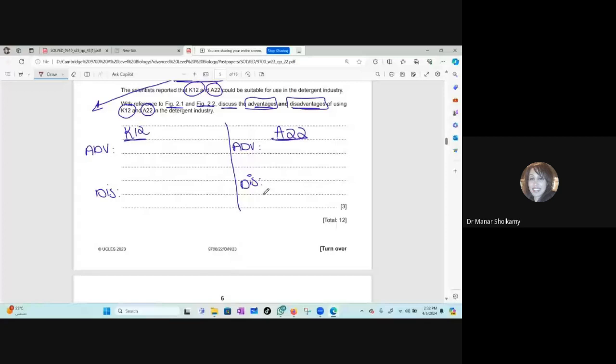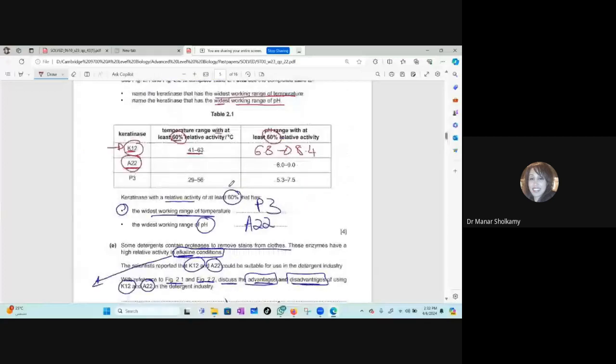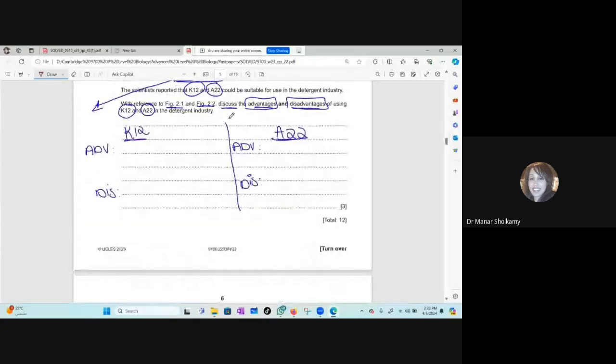Now, A22, let's focus on A22 and give at least one advantage and one disadvantage. You understand how you will organize your answer? Because what you really get from the graphs is not as important as including all the information. You would never think of something like this, and your answers will get very messy, and you will miss the advantage and disadvantage for every enzyme.